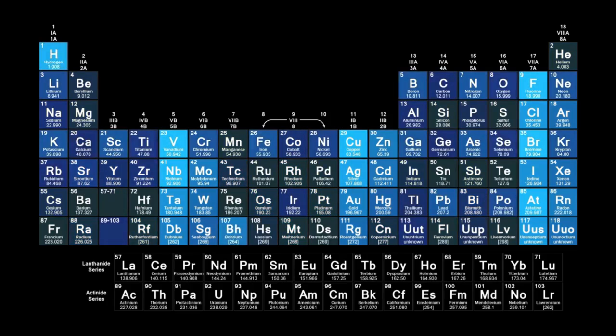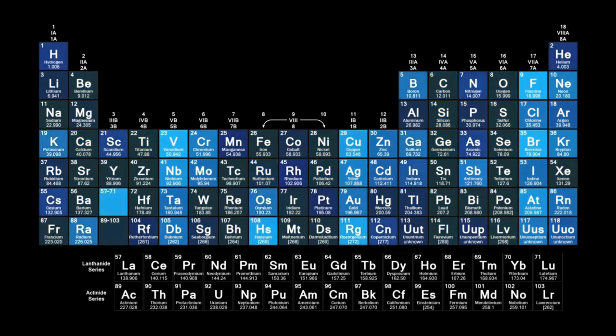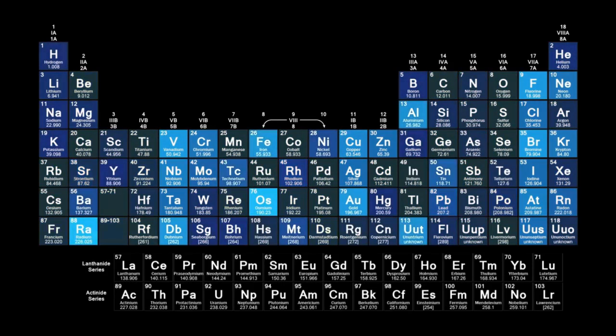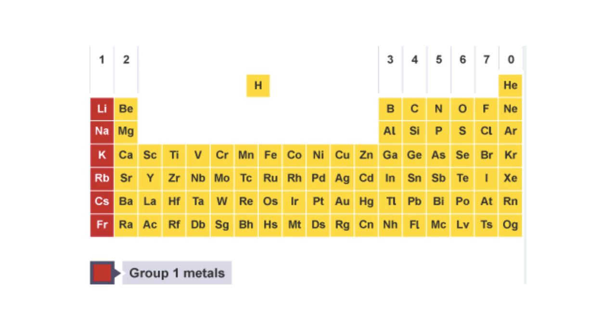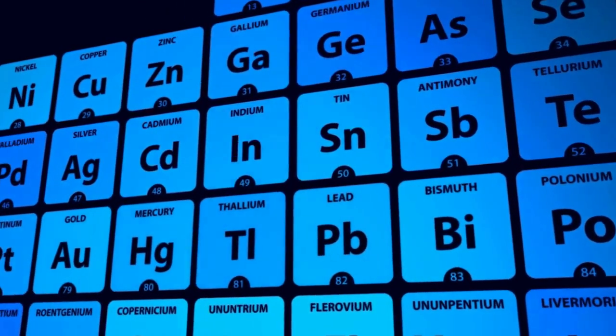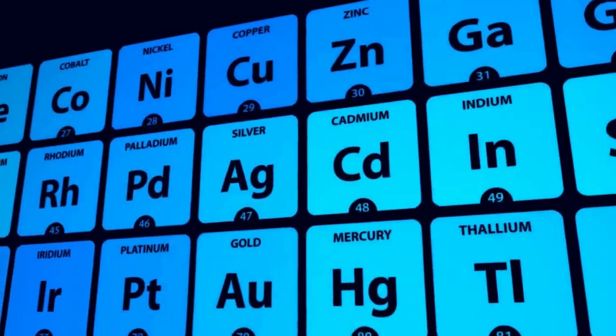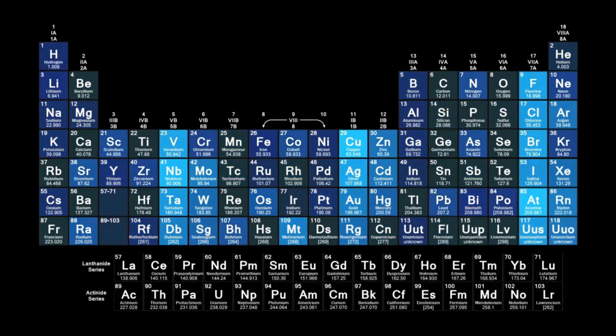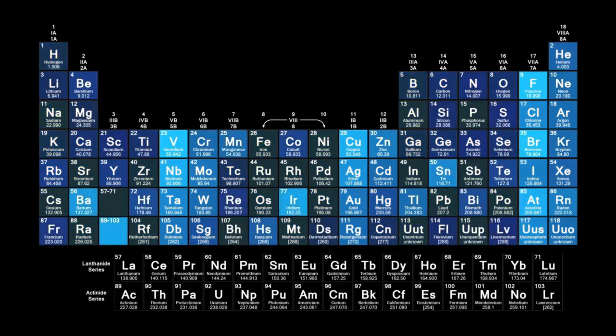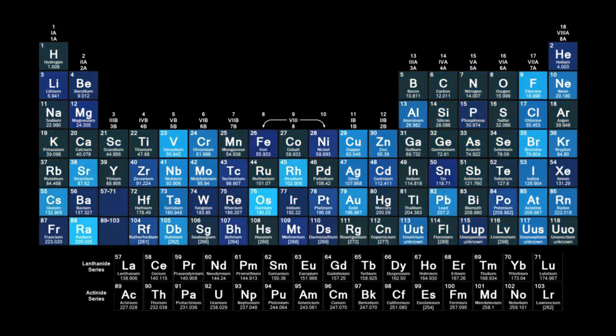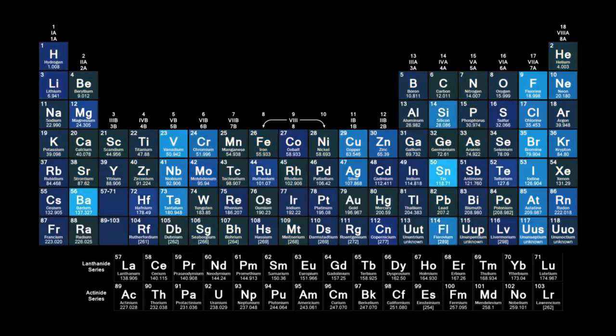When you move down a column, called a group, all those elements have the same number of electrons in their outermost shell, so they tend to act in similar ways. For example, the first column, Group 1, has elements like lithium, sodium, and potassium. They all have one electron in their outer shell and are very reactive. That repeating pattern, properties coming back again and again, is why we call it periodic. The table helps you predict things. If you know where an element sits, you can guess how it might react, whether it's likely to gain or lose electrons, or whether it behaves like a metal or a nonmetal.